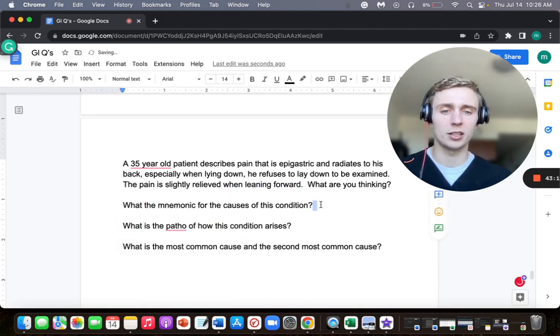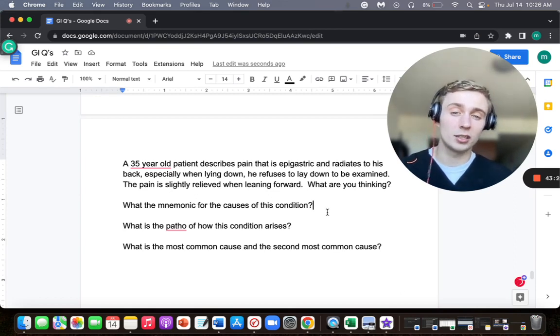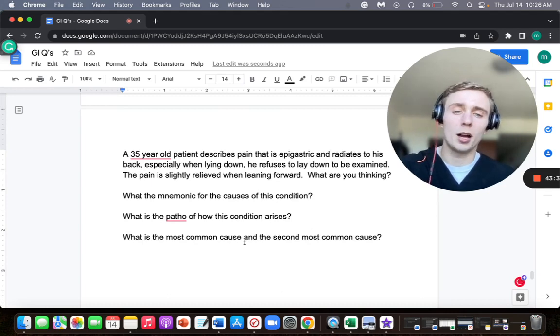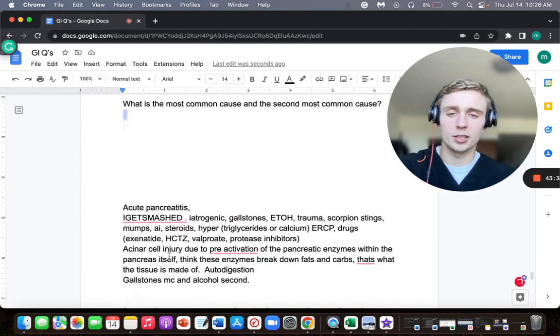What is the mnemonic for causes of this condition? There's a common mnemonic used for knowing the causes of this condition since there are so many causes. What is the pathophysiology and how does this condition arise? What is the most common cause and the second most common cause? So a few important questions for this condition.